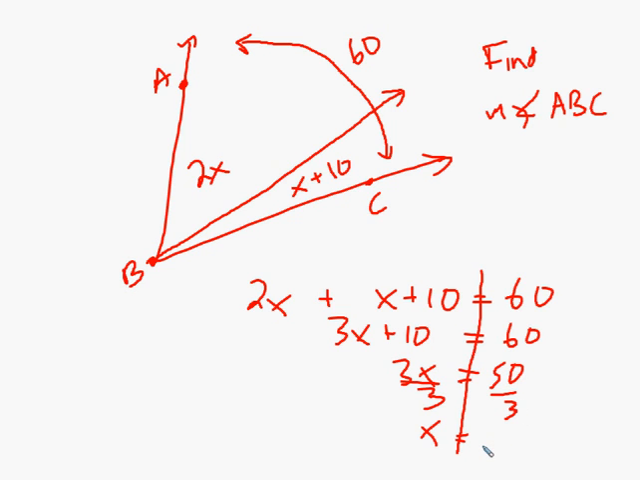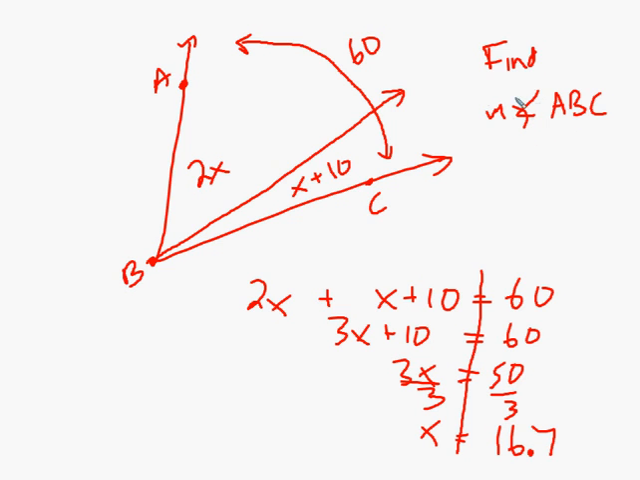And we'll go ahead and estimate on our calculator. 50 divided by 3 to the nearest tenth. Now we could leave it in fraction, that's fine. 16.7. Okay, so to the nearest tenth, about 16.7. How will we use that to find the measure of the angle?